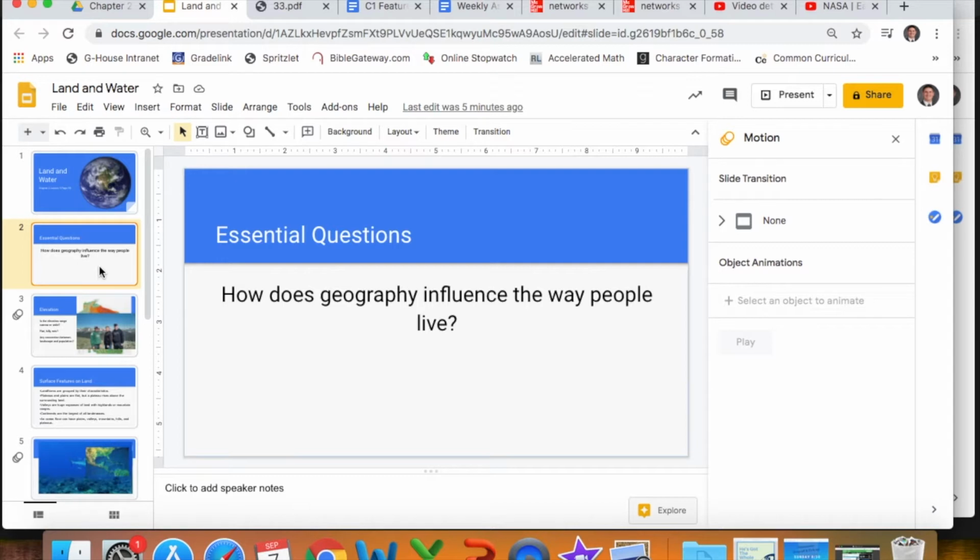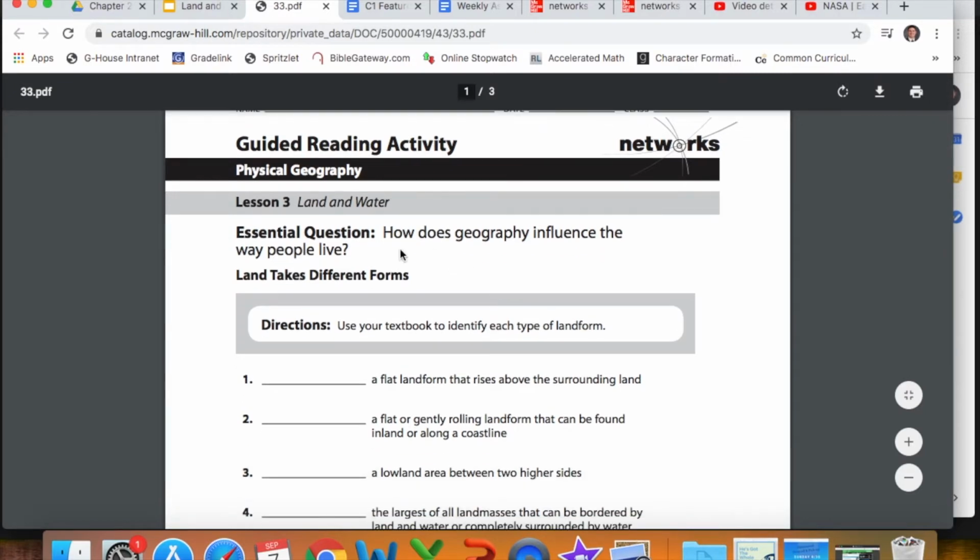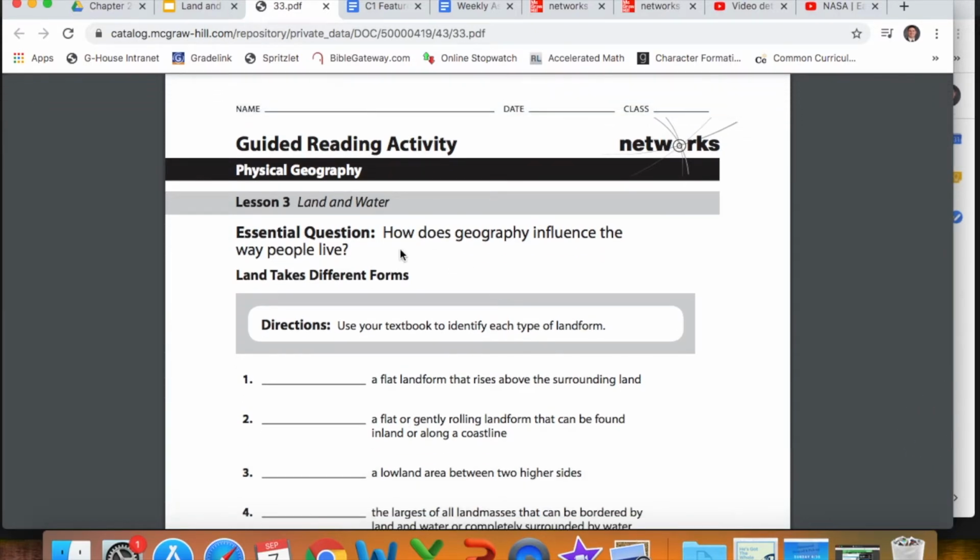How does the land and water influence you and me on a daily basis and influence all the other people in the world, wherever they are and where those features interact? In front of you, you're also going to need your note page. It looks a lot like this. Lesson 3, Land and Water, set the title page. The essential question is listed right here, and then below are the 3 sections that we're going to read through.